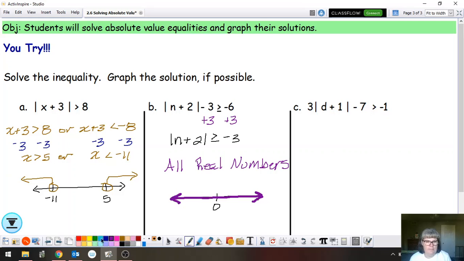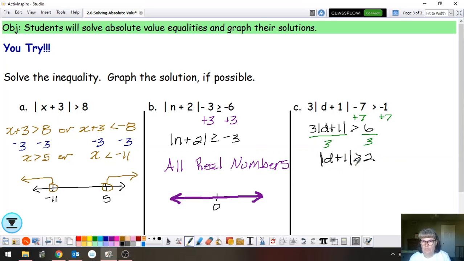And for C, again, you want to isolate the absolute value before you do anything. So you want to add 7 to both sides. So we have 3 times the absolute value of d plus 1 is greater than 6. And then we need to divide both sides by 3 so that we have the absolute value of d plus 1 is greater than 2.